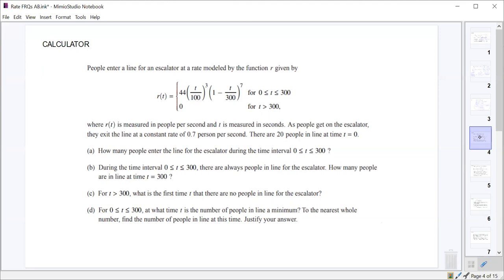Okay, cool. So we have a function for people entering the line for an escalator. And we have a rate at which they're leaving the line for the escalator, 0.7 people per second. And we're given an initial value. There are 20 people in the line at t equals 0. We want to know how many people enter from 0 to 300 seconds. Should be just as easy as the last one, integral 0 to 300 of r of t dt. And what did that come out to be? 270. Everybody good with that?